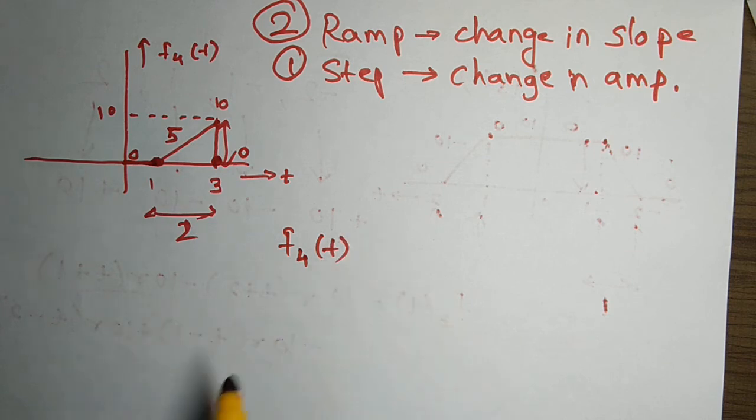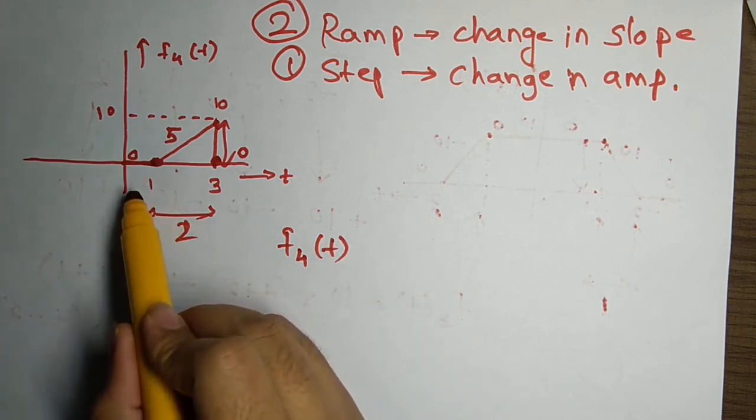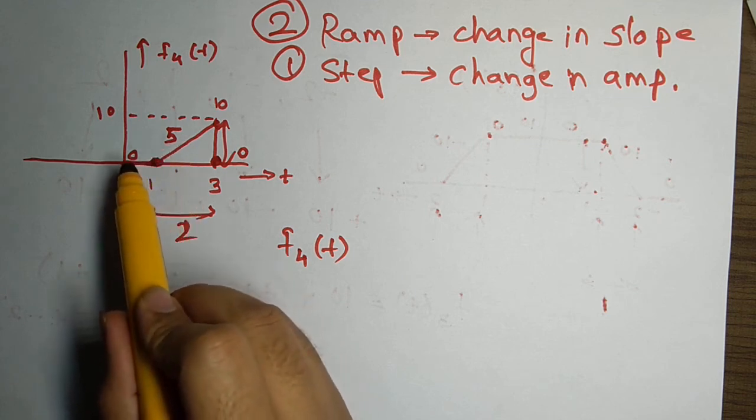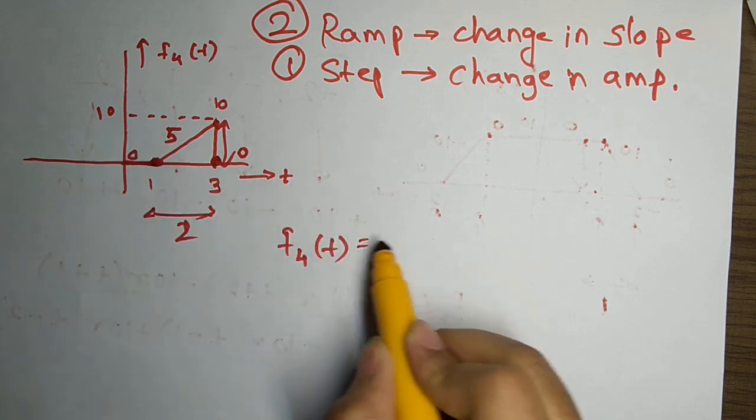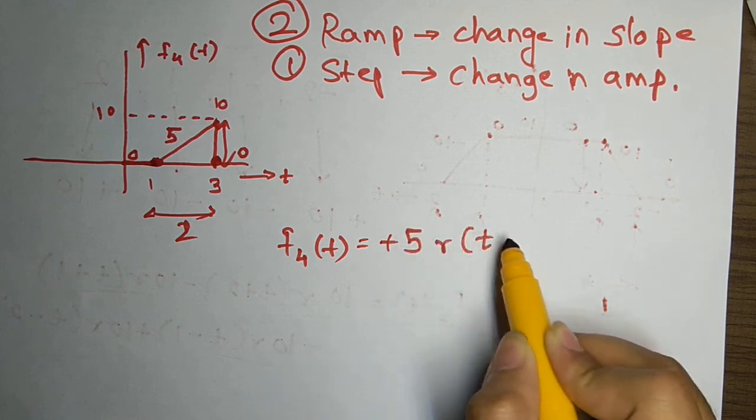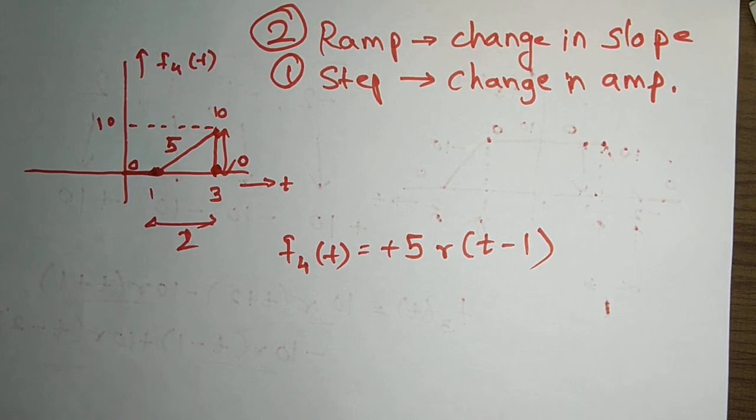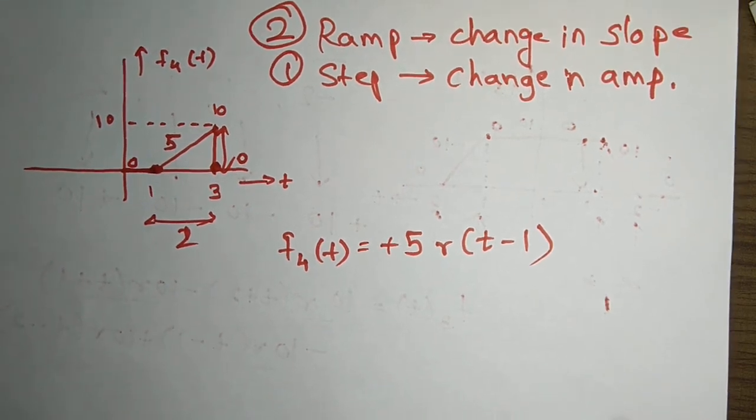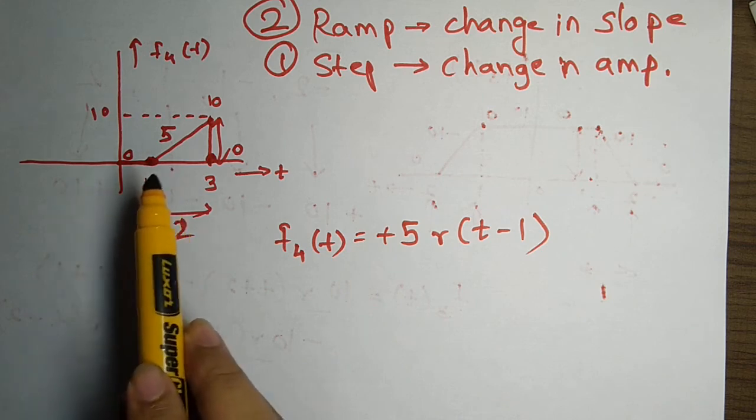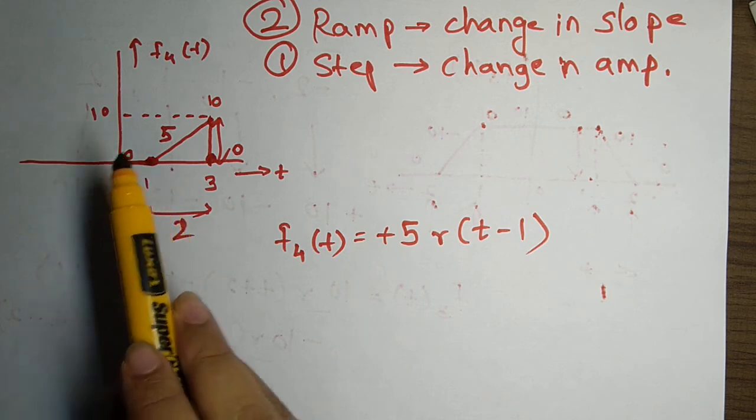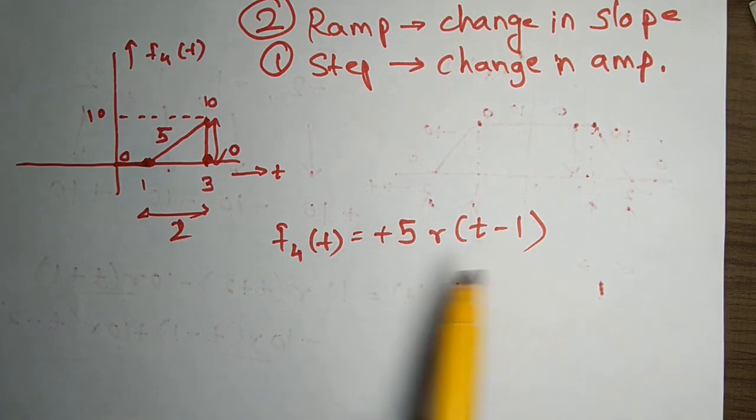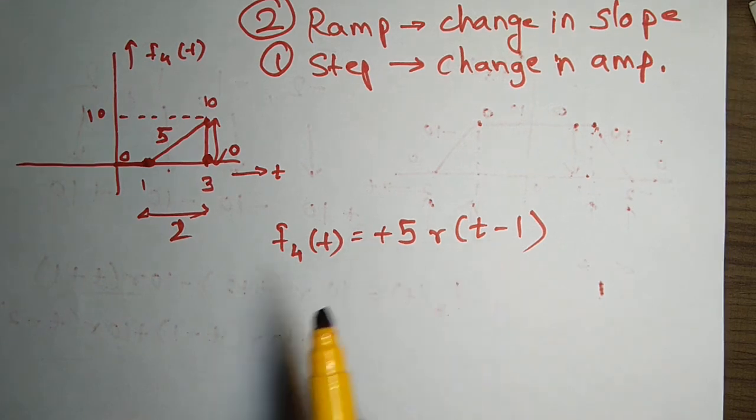f4 of t. So at t equal to 1, there is a ramp which changes from 0 to 5. So we can write plus 5 r of t minus 1, because at t equal to 1, the slope is changing from 0 to 5, that is 5 minus 0 is plus 5. So plus 5 r of t minus 1.